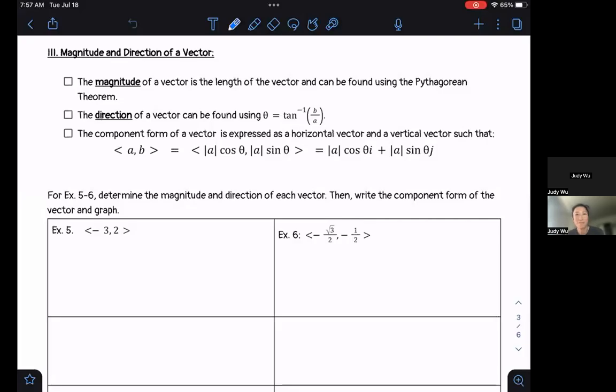Hi folks, welcome to the third video in 8.8 vectors. And in this video, we're going to talk about magnitude and direction of a vector.